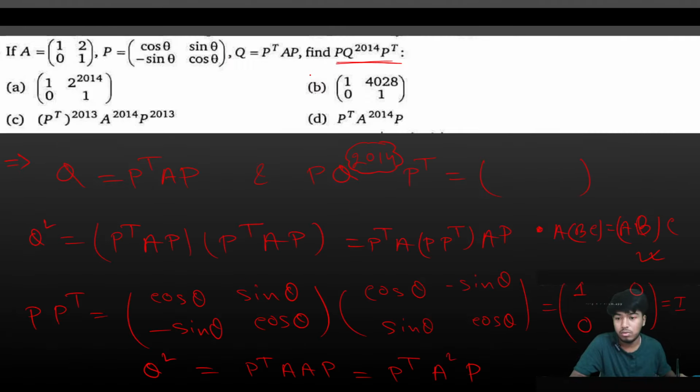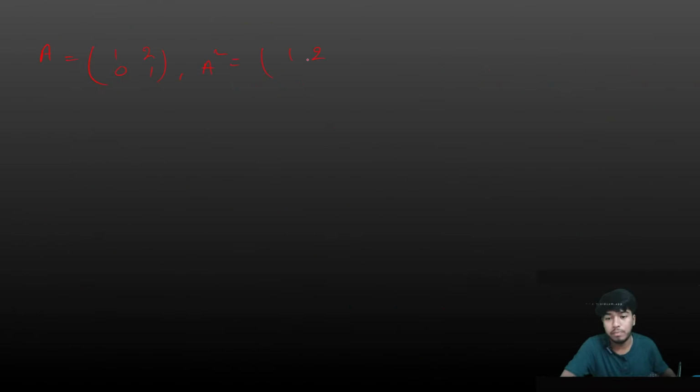What is A? A is nothing but [1 2; 0 1]. So what is A square? Multiply [1 2; 0 1] by [1 2; 0 1]. 1 times 1 is 1, 1 times 2 plus 2 times 1 gives 4, 0 gives 0, and 1 gives 1.